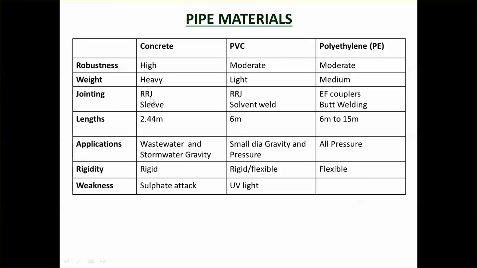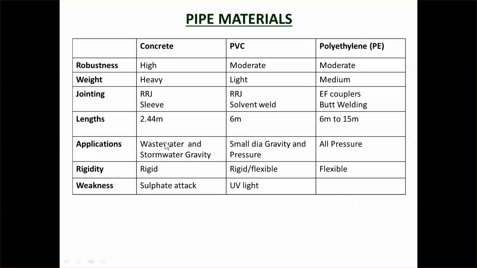The jointing of concrete pipe is reinforced, rubber ring joints or sleeves. PVC likewise rubber ring joints or solvent welds. Polyethylene, because it's flexible, can't have rubber ring joints because it'll just deform around it. So it needs to be connected together either through couplers or by butt welding, which means that the pipe, when it's connected, turns into one big long pipe, whereas with these ones here, if you pull on a rubber ring joint connection, it'll come back out again. Once you've connected polyethylene pipe, it's pretty well stuck together.